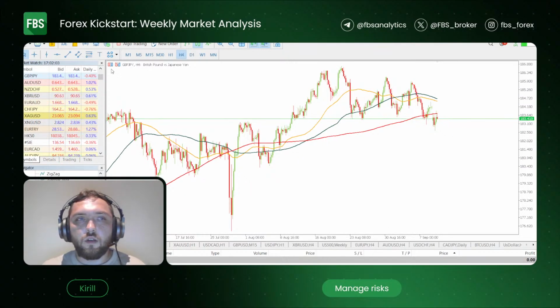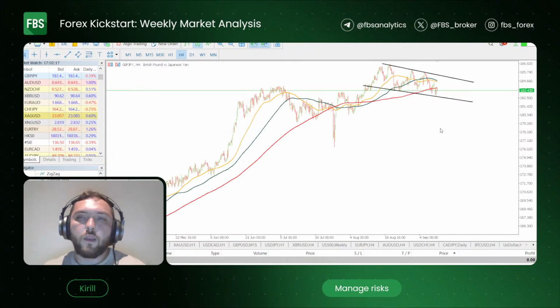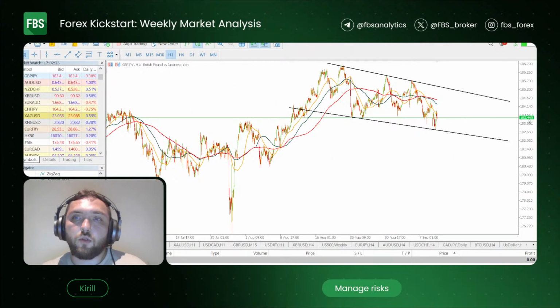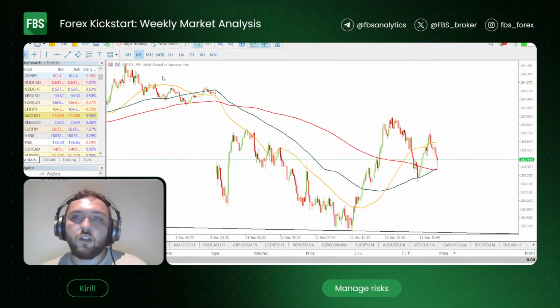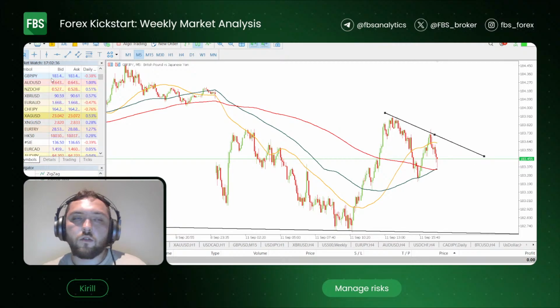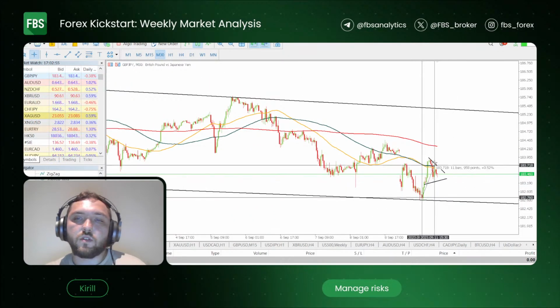Okay, what we have here: an obvious resistance trend line. If we connect those two, it's an obvious support trend line. So the price is moving inside the channel. Right now the price is in the middle of the channel, creating this kind of triangle. If you want to trade it right now, I would be waiting for the breakout out of this triangle. First of all, the price bounced off the support trend line.